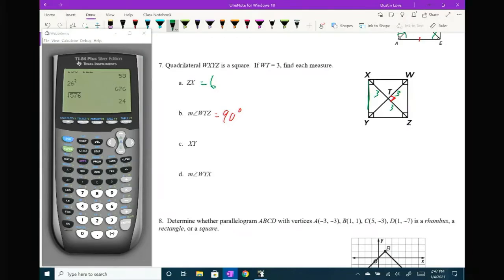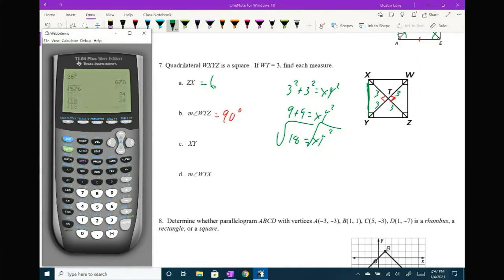XY, well, XY here, if XT is 3, YT is also 3, so I can do the Pythagorean Theorem again. Here's my right angle. I can do 3 squared plus 3 squared equals XY squared. Well, 3 squared is 9, plus 9 equals XY squared. 9 plus 9 is 18 equals XY squared. I forgot the squareds on there. So now I take the square root of both sides, and the square root of 18 is just 4.24. Okay, measure of angle WYX. Well, WYX, I'm going to mark here in purple, is right there. That's exactly half of the full angle, the full 90, so it's just 45 degrees.